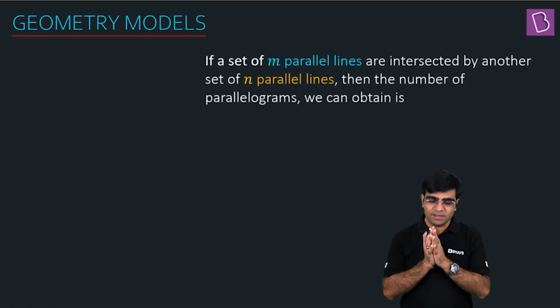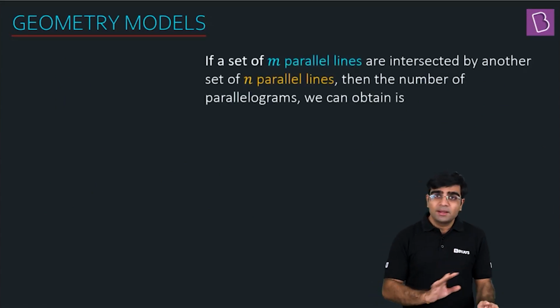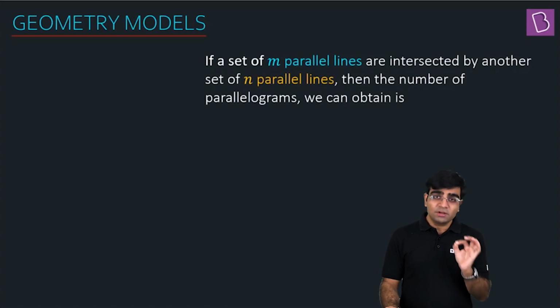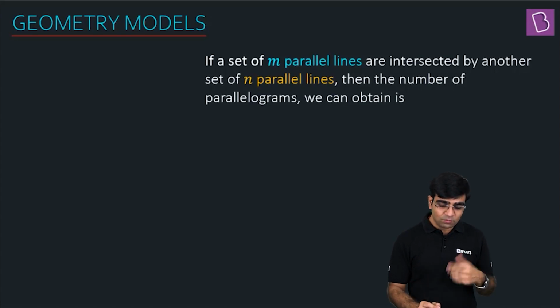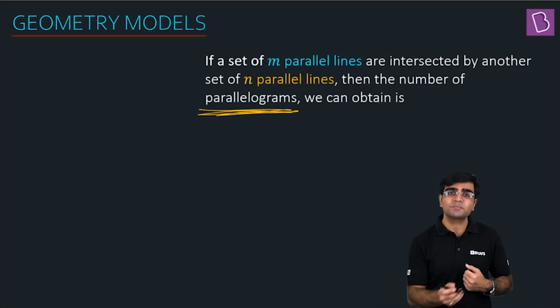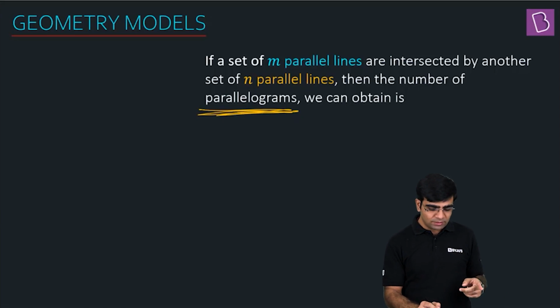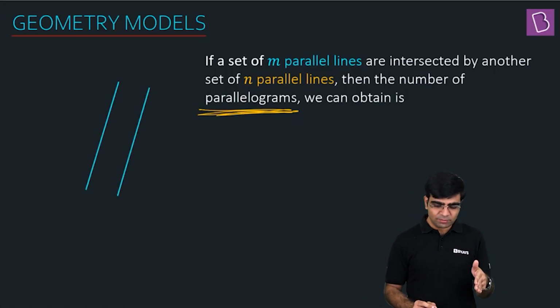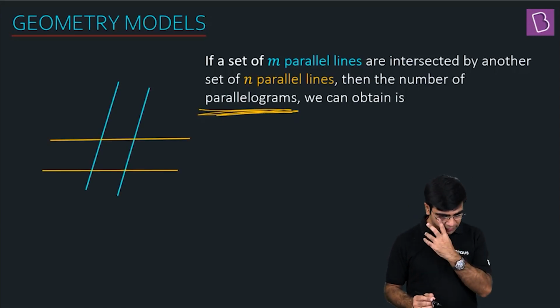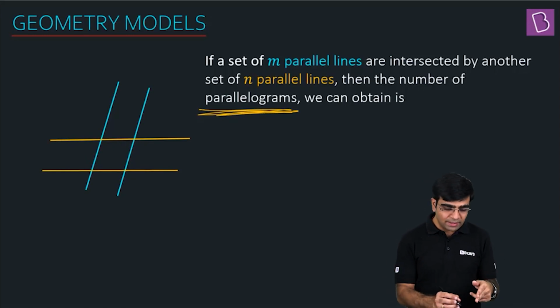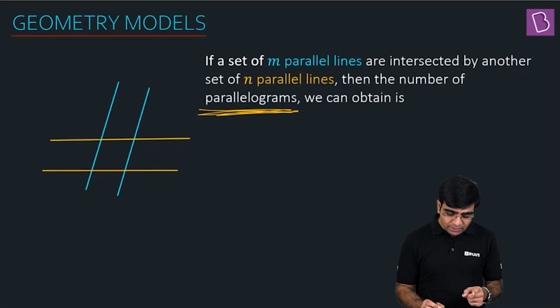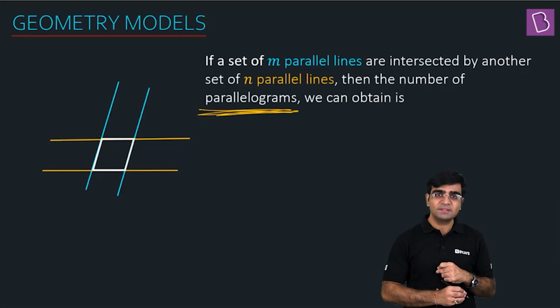And everyone, please be very careful while listening to this. Please note it down. If a set of m parallel lines is intersected by another set of n parallel lines, so I have m parallel lines and another set of n parallel lines, then I want the number of parallelograms. Please see the diagram. Every set of parallel lines, 2 parallel lines here, the blue colored ones, 2 yellow ones, will actually form this parallelogram. Can you see that highlighted one?